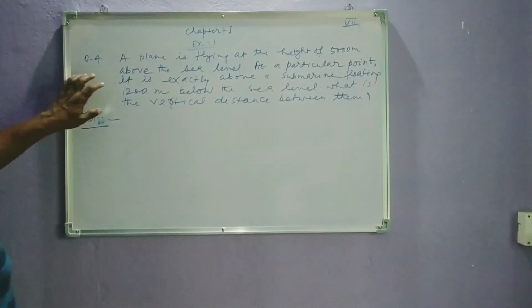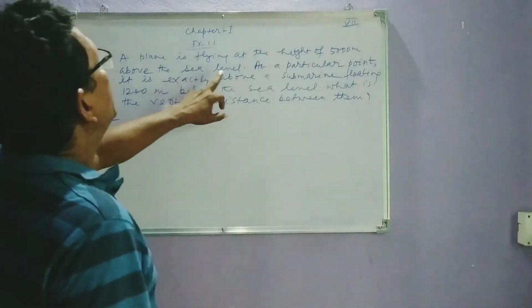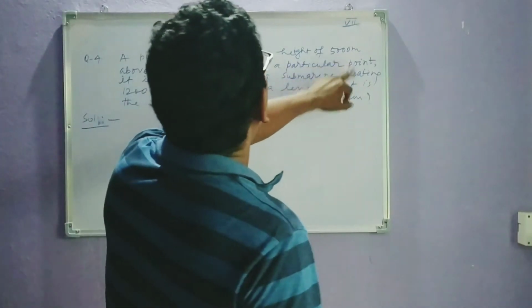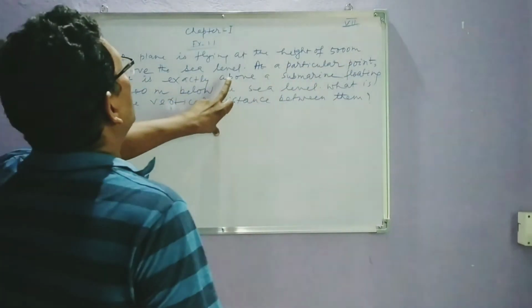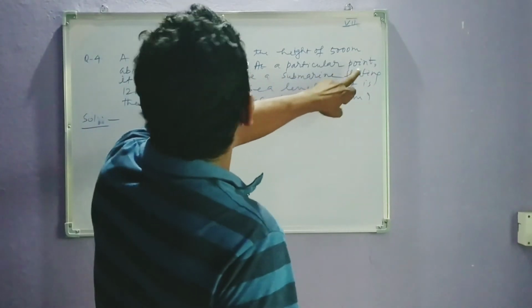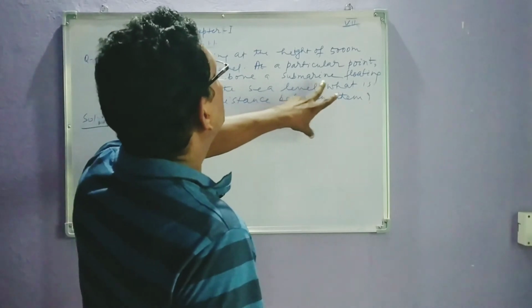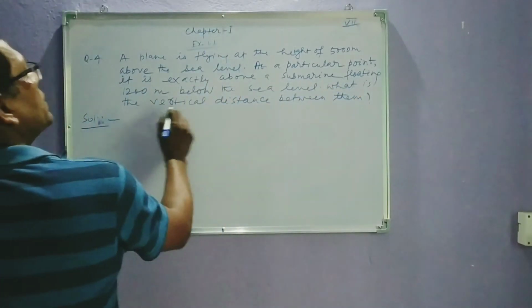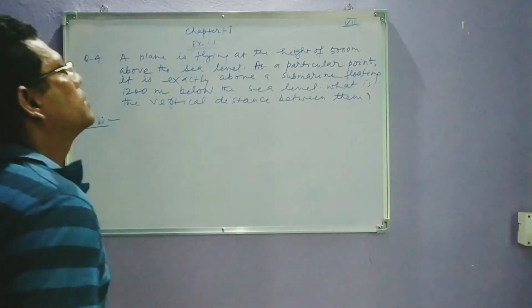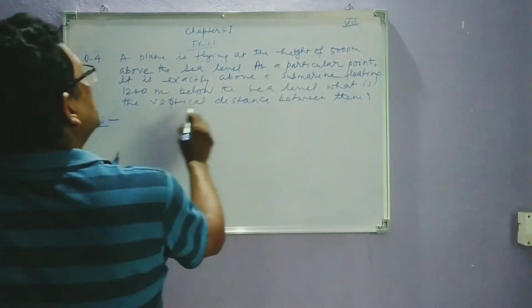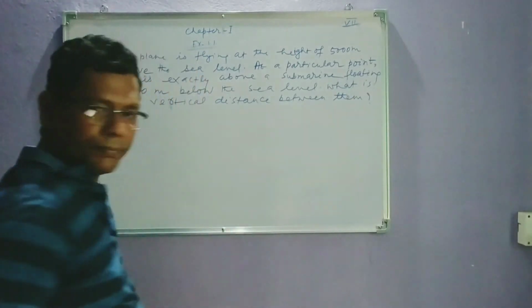Next, question number 4. A plane is flying at a height of 5,000 meters above the sea level. At a particular point, it is exactly above a submarine floating 1200 meters below the sea level. What is the vertical distance between them?